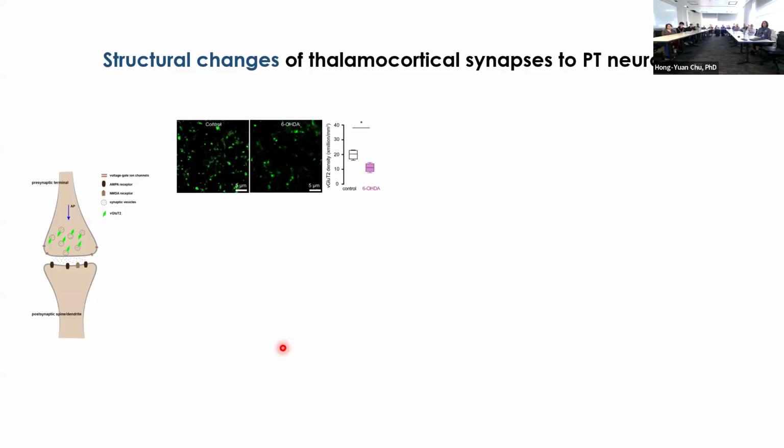This is the green puncta, the VGLUT2 immunoreactive puncta here. These are from control, these from lesioned mice. You can appreciate that the number of these puncta decreased dramatically after loss of dopamine, suggesting that either the expression of VGLUT2 protein itself or the presynaptic axon terminals decreased after loss of dopamine.